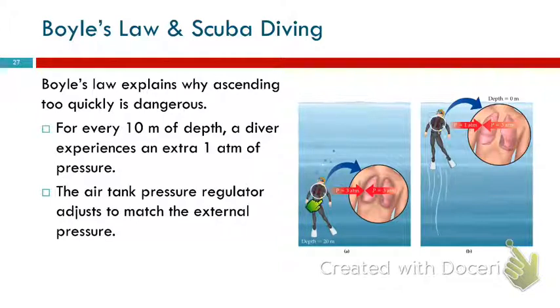So here he's 20 meters below the surface. Every 10 meters is 1 atmosphere of pressure. So 1 plus 2 is 3. So he's got 3 atmospheres of pressure here. That means that the pressure in his lungs is also 3 atmospheres. If you ascend too quickly, and especially if you're not exhaling as you ascend, you get to the surface where you still have 3 atmospheres of pressure in your lungs and only 1 atmosphere outside. You can cause some damage to your lungs. Not a good idea.